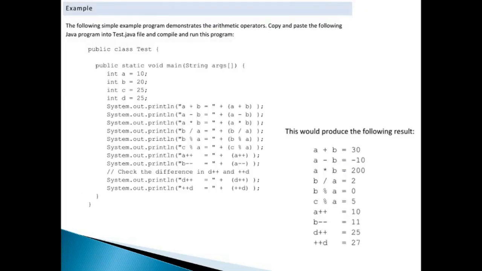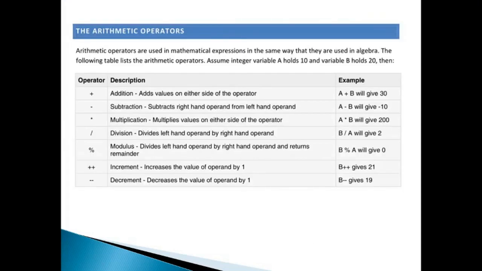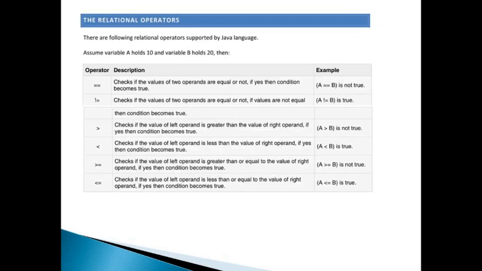Now these things which we discussed were the arithmetic operators, and there are other operators as well, like the relational operators. Now what are relational operators? Relational operators are used to check a relational condition, like if there are 2 numbers, whether one is greater than the other, or equal to the other, or less than or equal to. These kinds of comparisons can be made by using the relational operators.